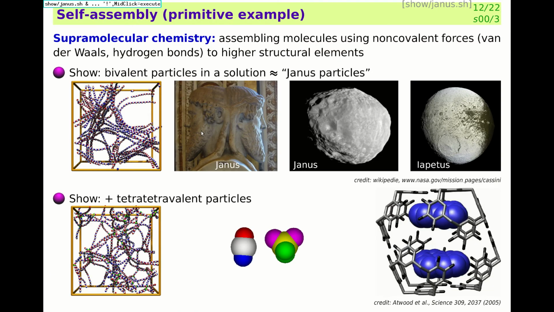Another example, so-called self-assembly. It is a part of the so-called supramolecular chemistry. That is assembling of higher structures from small molecules using non-covalent forces, maybe hydrogen bonds typically, or van der Waals forces only. In this simple example, I first show bivalent particles in a solution. They are sometimes called Janus particles according to a god called Janus.